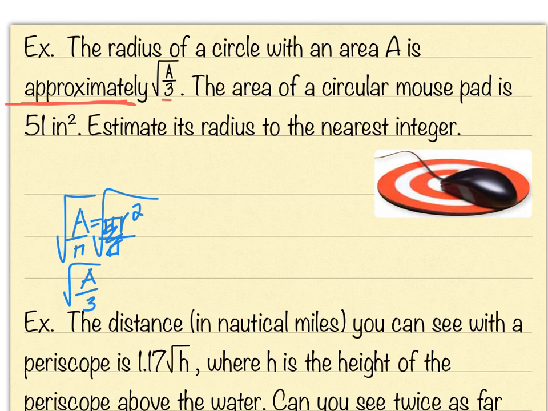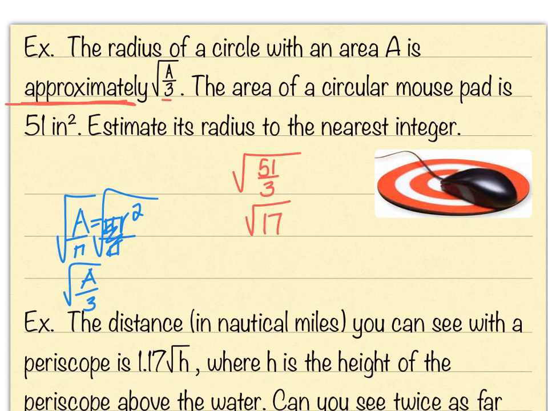Now it says the area of a circular mouse pad is 51 inches squared. Estimate its radius to the nearest integer. So if the area of that mouse pad is 51, the radius is going to be approximately 51 divided by 3, and then the square root of that. Now, it may not look like it, but 5 plus 1 does equal 6, so 3 will go into 51 an even amount of times. And so that's actually 17, so the square root of 17.